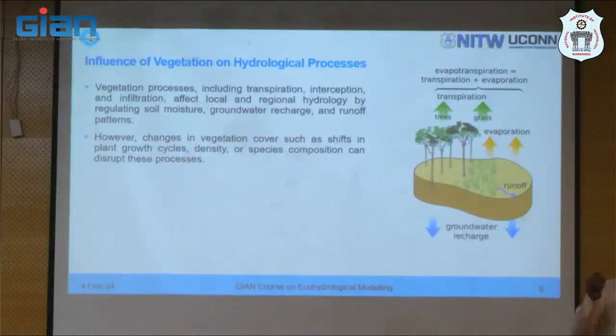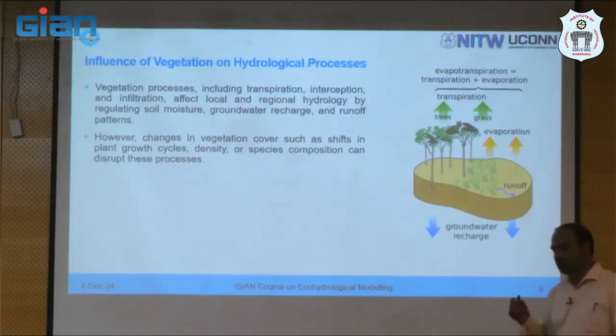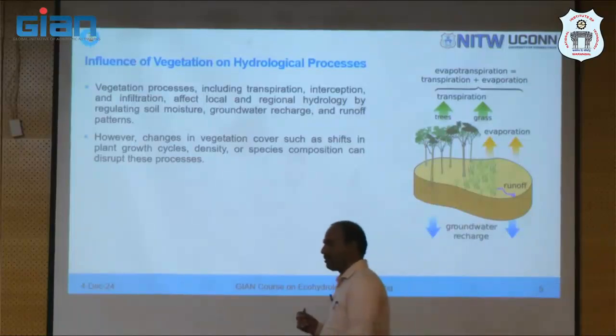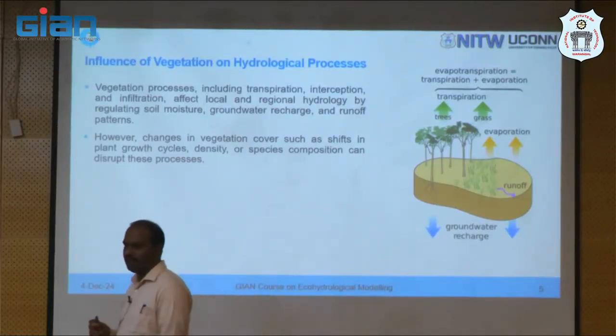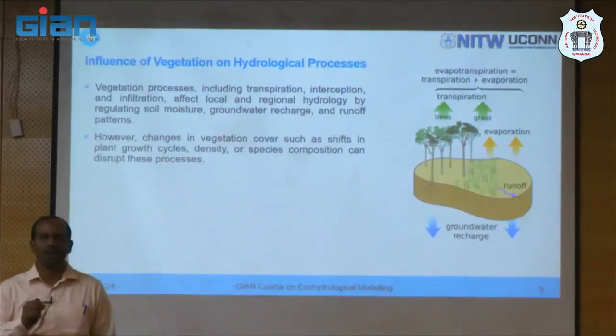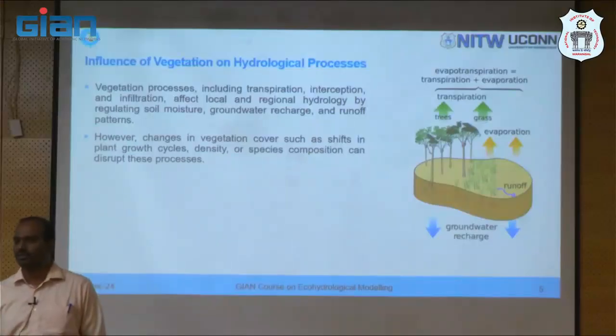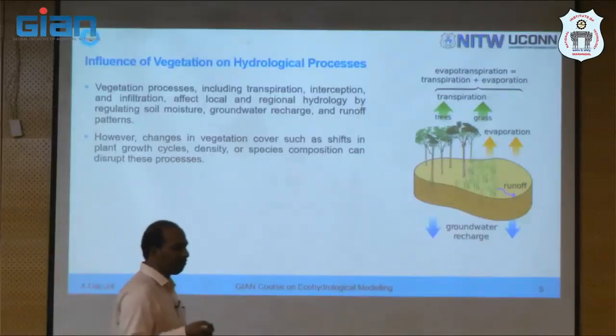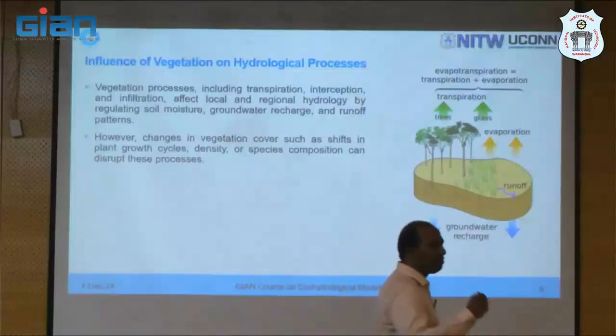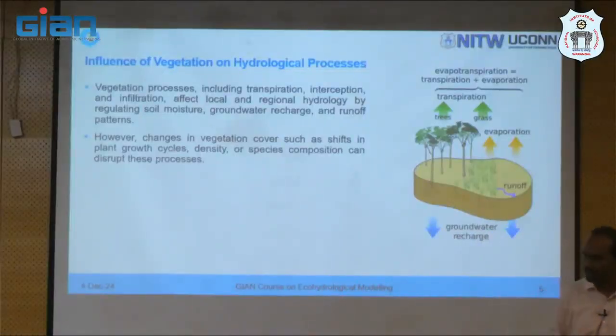Now this interception storage also contributes to the evaporative demand. When I say evaporative demand, it is primarily potential evapotranspiration. Your potential evapotranspiration is a function of only climate factors, right? What is the maximum evapotranspiration that can occur because of the climatic factors, that is, because of temperature, wind speed, relative humidity, right? So if the evaporative demand at a particular location can be met from this interception storage, then the evaporation from the soil and transpiration losses will be relatively less.